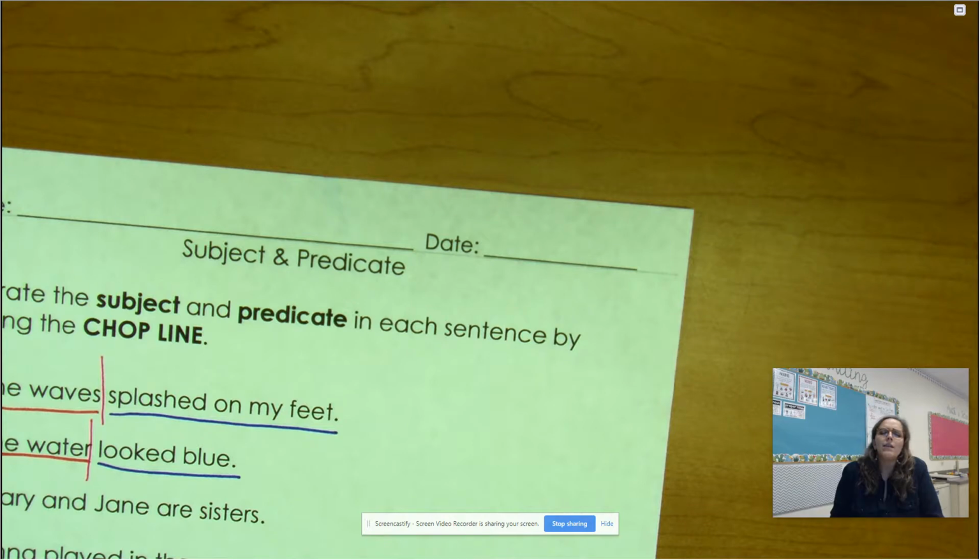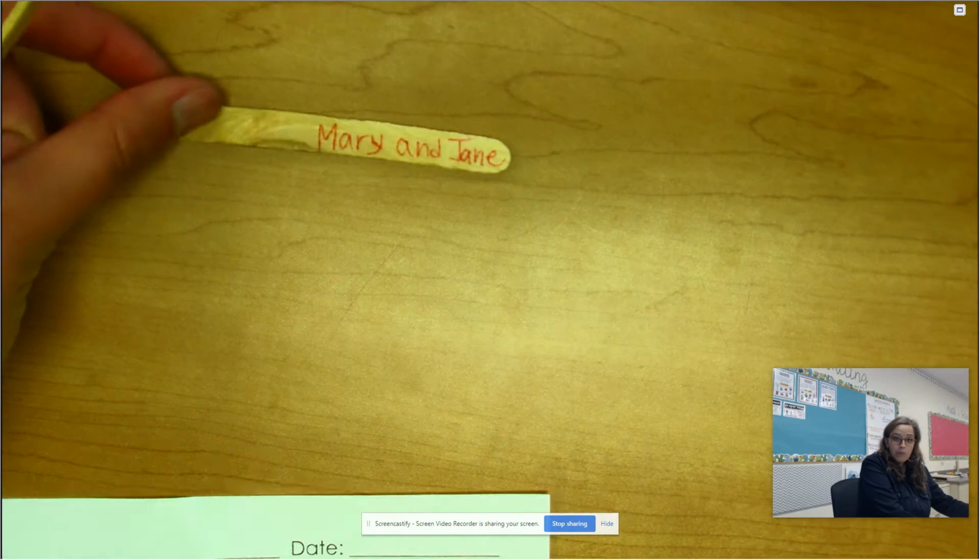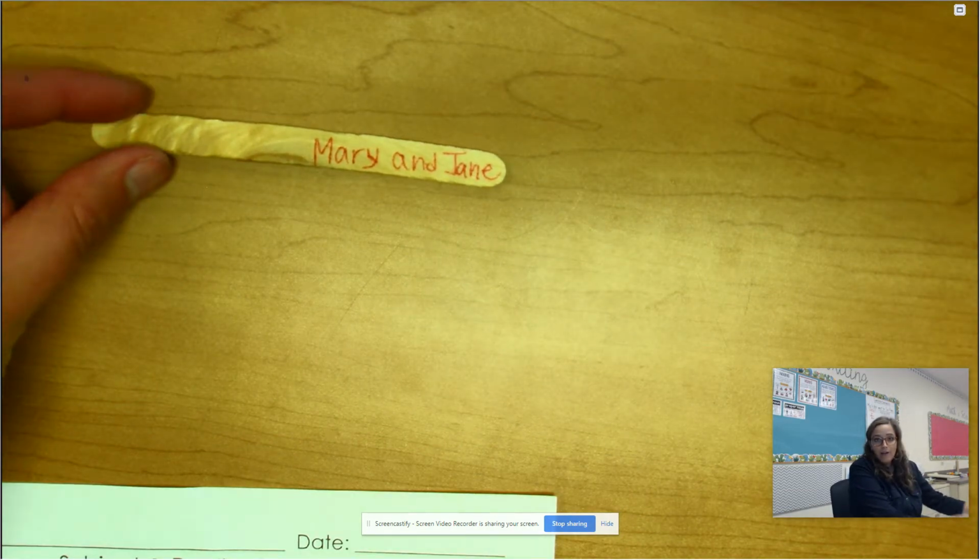Close your eyes and think about these imaginary people, Mary and Jane, and think, what is that sentence about? Mary and Jane are sisters. Who or what is that sentence about? It's about who? Mary and Jane. Mary and Jane is our whole subject. So we have multiple people this time in our subject, right?